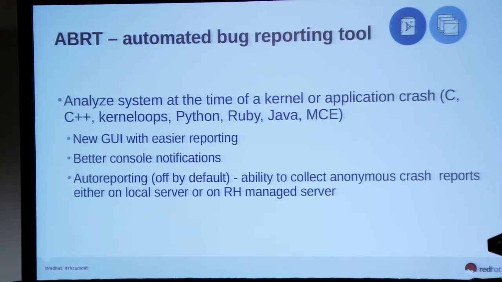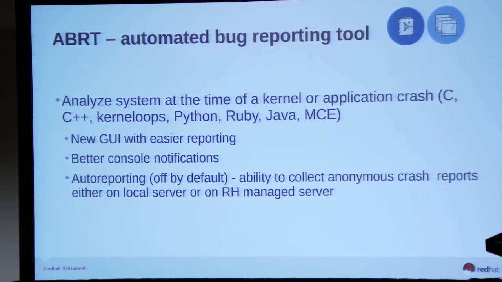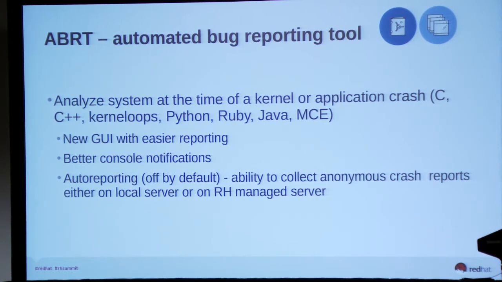Next item on my list is ABRT, the automated bug reporting tool, which analyzes system crashes and unusual situations. Previously it supported C, C++, and Python, but the new version also supports Ruby, Java, and more. The new user interface provides even easier reporting. And there is one feature I really would like to recommend, the retrace server. It is not enabled by default, but I recommend you use it. It generates micro reports and sends the data without any sensitive information.